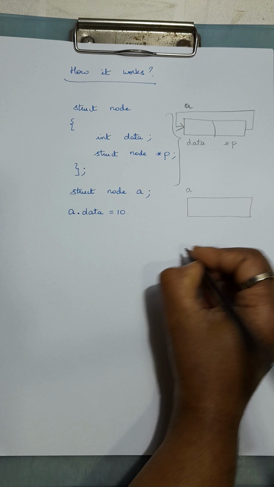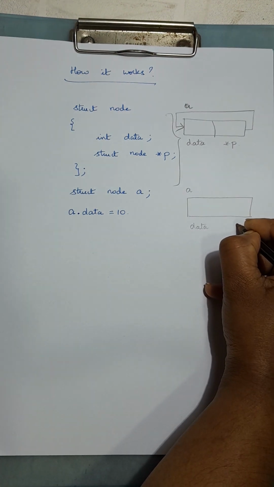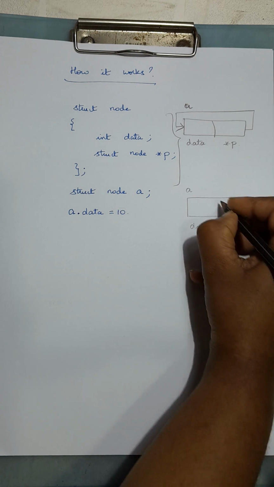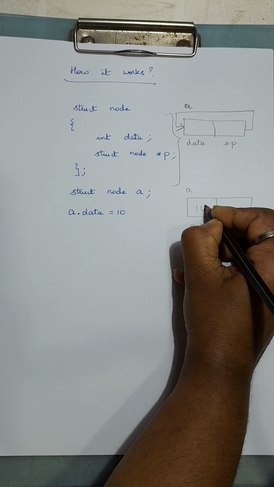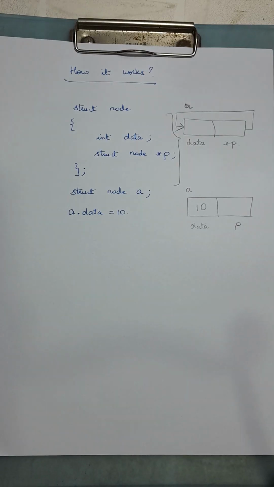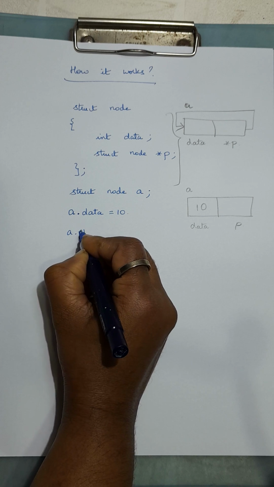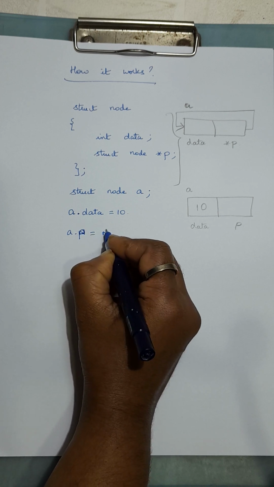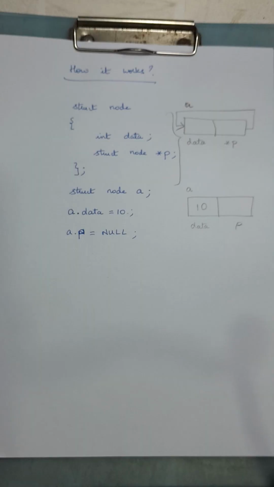Structure node A with data and P, the value will be A dot data, so I am adding value 10 inside A. Then A dot P is equal to null. A dot P is equal to null.